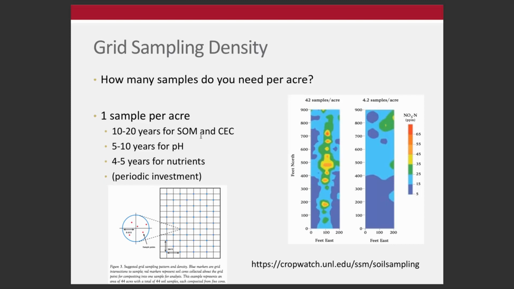And so, how often do you need to do this? For soil organic matter and CEC, maybe every 10 or 20 years. For pH, maybe every 5 or 10 years. But for the nutrients, we are often doing this for nutrients and pH first and foremost. We might think about grid sampling every 3 or 4 years. So some people will go out and do a very intensive grid sampling, and then they'll come back maybe in year 3 or 4 and do a less intensive one, and then they might come back again and do a more intensive one.